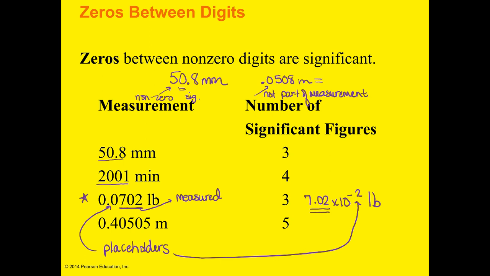Another way of proving that to you is I can convert this to scientific notation. And notice what happens. That zero goes away because it's not part of the measurement. It's just telling us where the decimal point is. Okay. The last one here, 0.40505, that has, by sig figs, those zeros in between non-zero digits are not confusing to students, so that's fine.